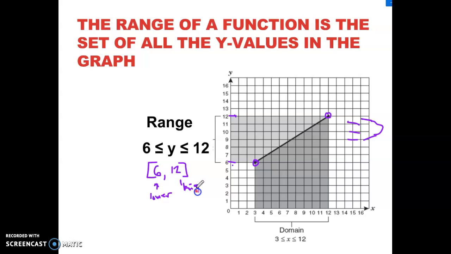The reason we do that is because it matches how we do our number lines. Our number lines are always set up with the lower numbers on the left side and the higher numbers on the right. So our interval notation using the square brackets here, basically what we're doing is we're following the same pattern. So just a reminder of that.